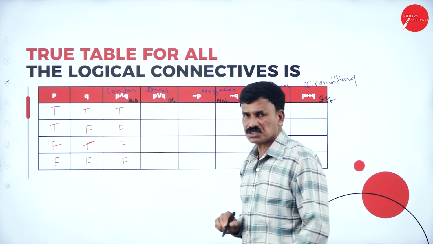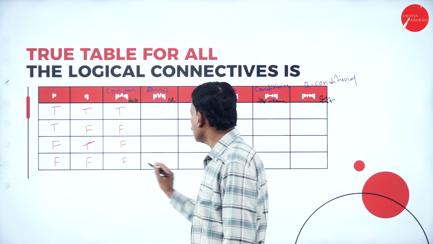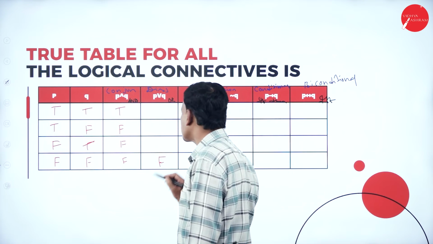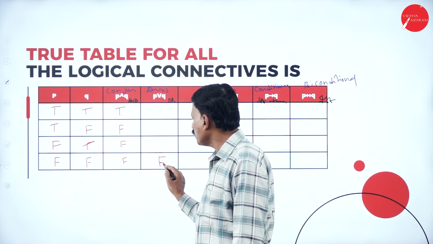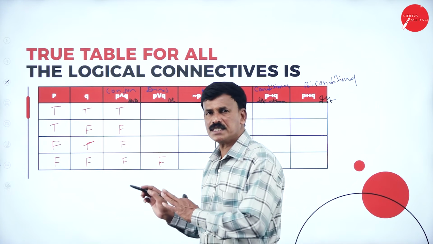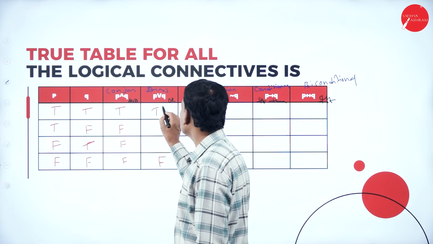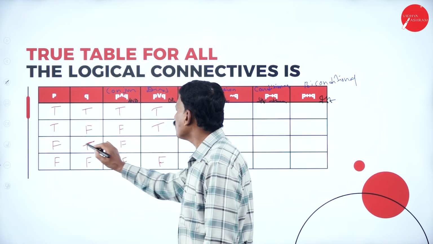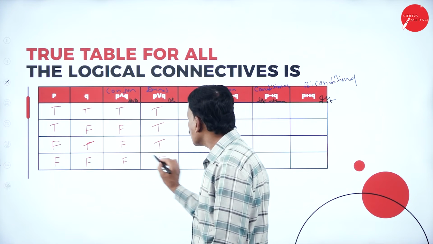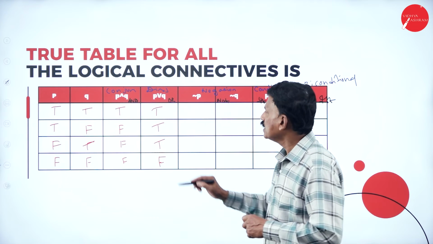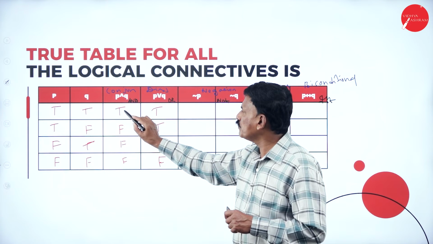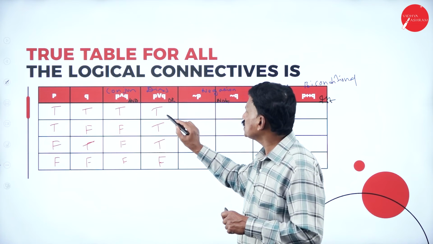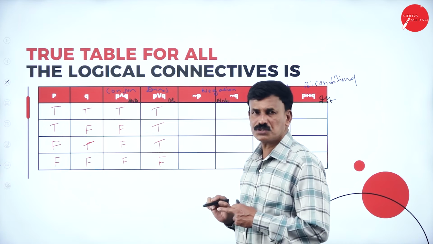What is disjunction? In disjunction, if both the statements are false, then it is false. In other cases, it is true. True and true is true. True and false is also true. False and true is also true. False and false is false. Okay, see the difference? Conjunction, only one true, remaining false. Disjunction, only one false, remaining three are true.